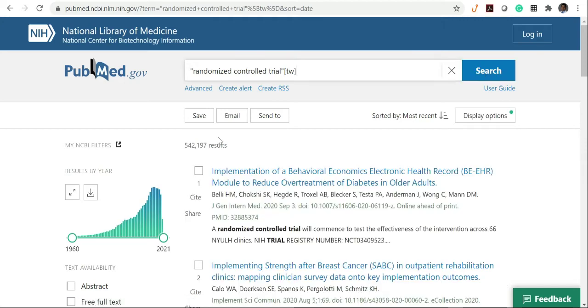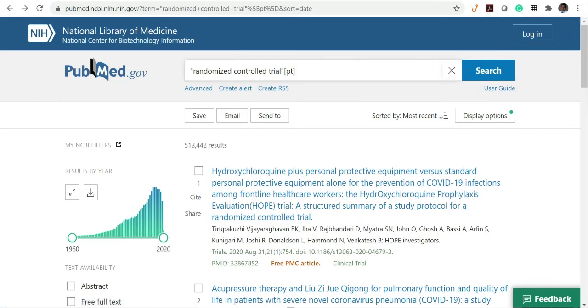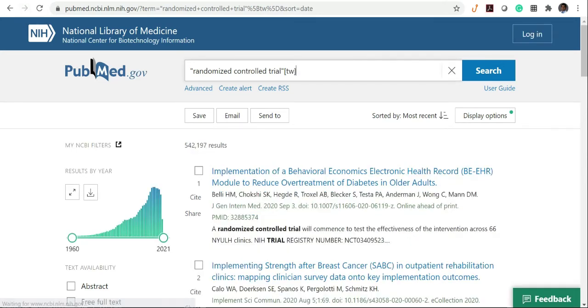So as we can see, it was not too much of a difference, but they included about another 30,000 more results. Previously, it was 513,000, and when we use everywhere in the text, about 542,000. So either one should be fine. There was just a little bit of difference.